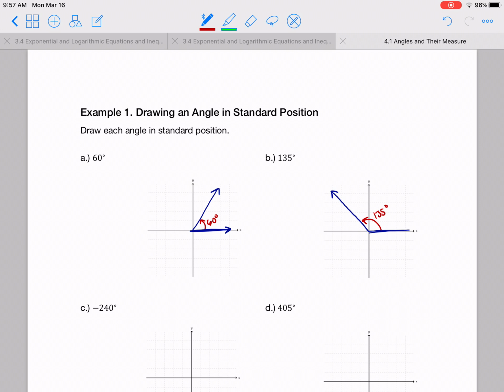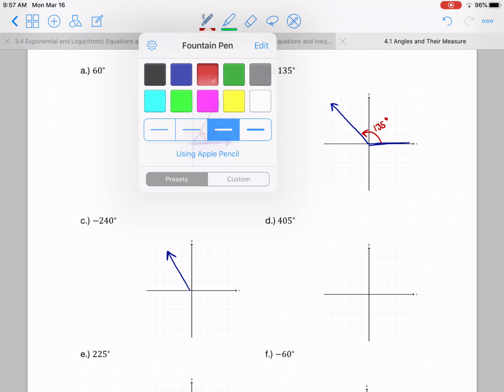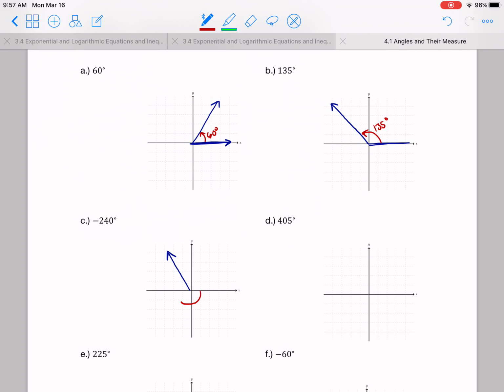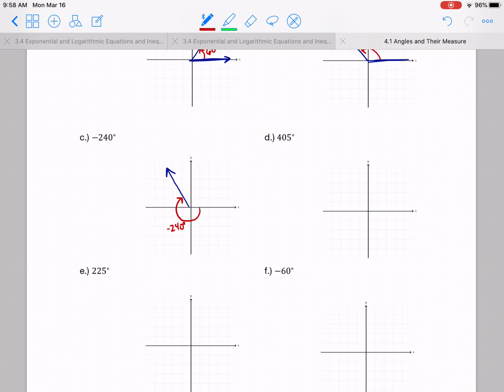Next we have -240. Okay, so again, we're starting with that positive x-axis, and we're going to rotate around in the negative direction to 240, which is going to be something like that. And the -240 is this way. All right, -240 degrees that way. And so you can kind of see how you do this. And if you had yourself a protractor, you could measure these more precisely than I am doing at the moment, but you get the kind of basic idea.